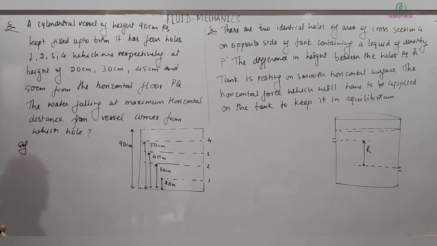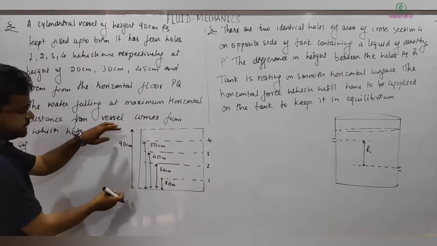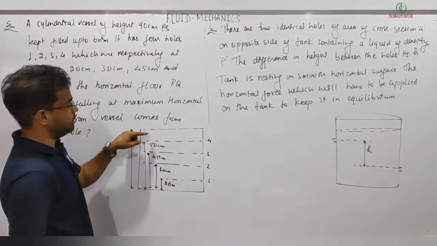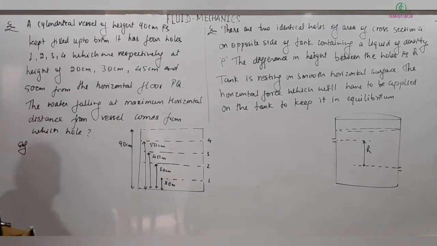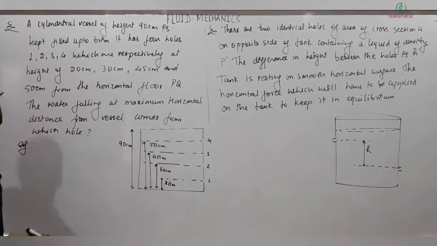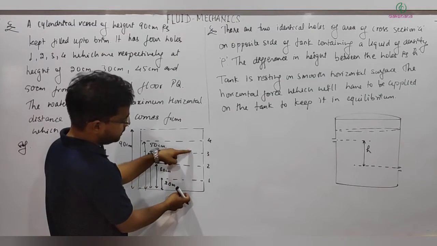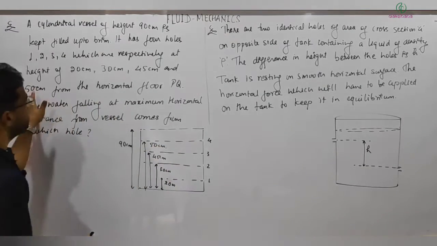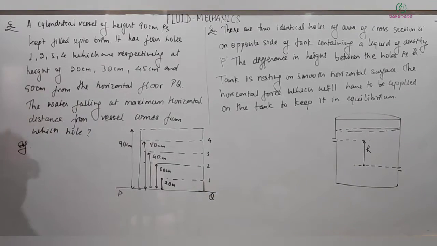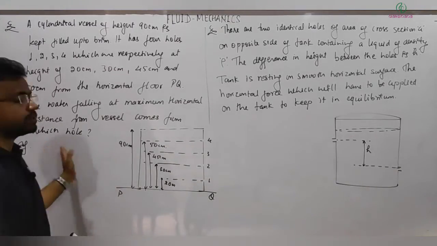So another problem is a cylindrical vessel of height 90 centimeters filled up to the brim. So this is a cylindrical vessel of height 90 centimeter. It's filled completely up to the brim. It has 4 holes, 1 2 3 4. 4 holes are made on the side of the tank, which are respectively at a height of 20 centimeter, 30 centimeter, 45 centimeter and 50 centimeter from the horizontal base PQ. This is the PQ base, and the water falling at maximum horizontal distance from the vessel comes out from which hole?